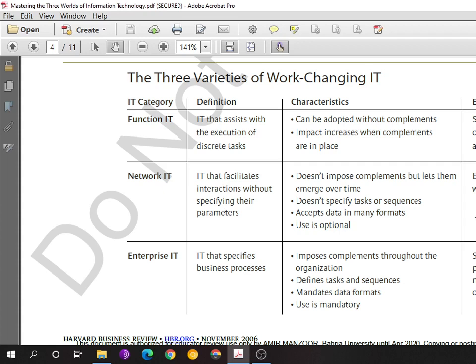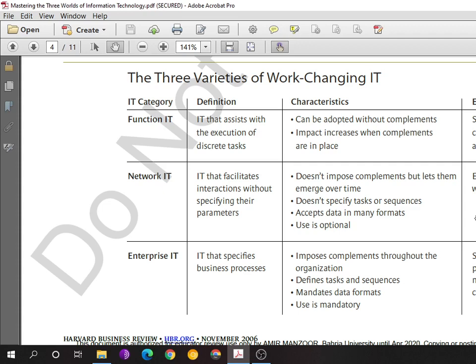Now, the use of this is mandatory, and it has its own strict data formats, because enterprise IT is meant to allow interoperability and integration within an organization. So you cannot allow everyone to have their own formats like you could in function IT. Say, for instance, if I'm using Microsoft Excel while somebody else is using Google Sheets, the format may be interoperable, but it's not the same. However, when you talk about enterprise IT, you have to make sure that it's the same format.